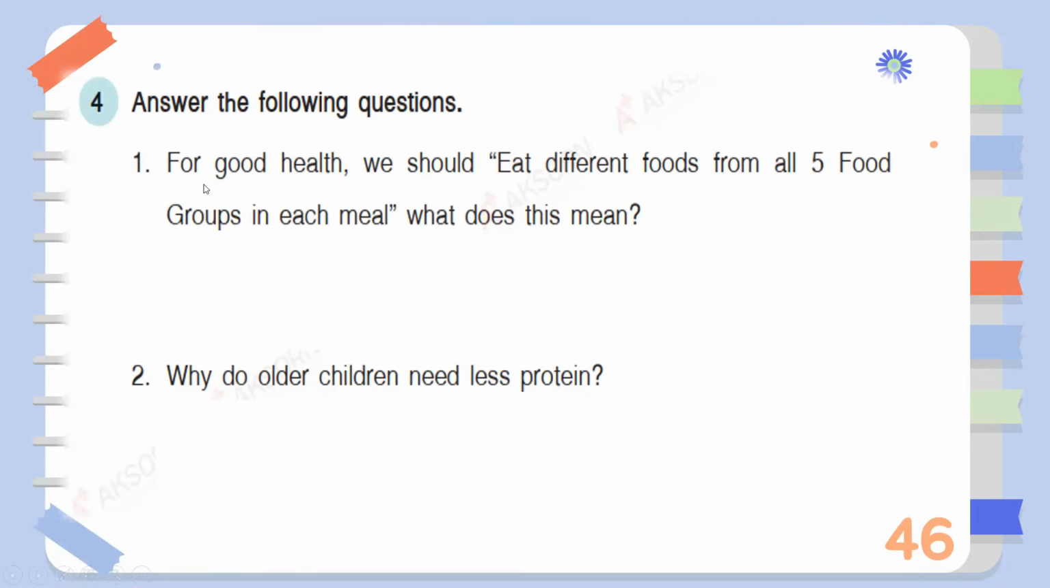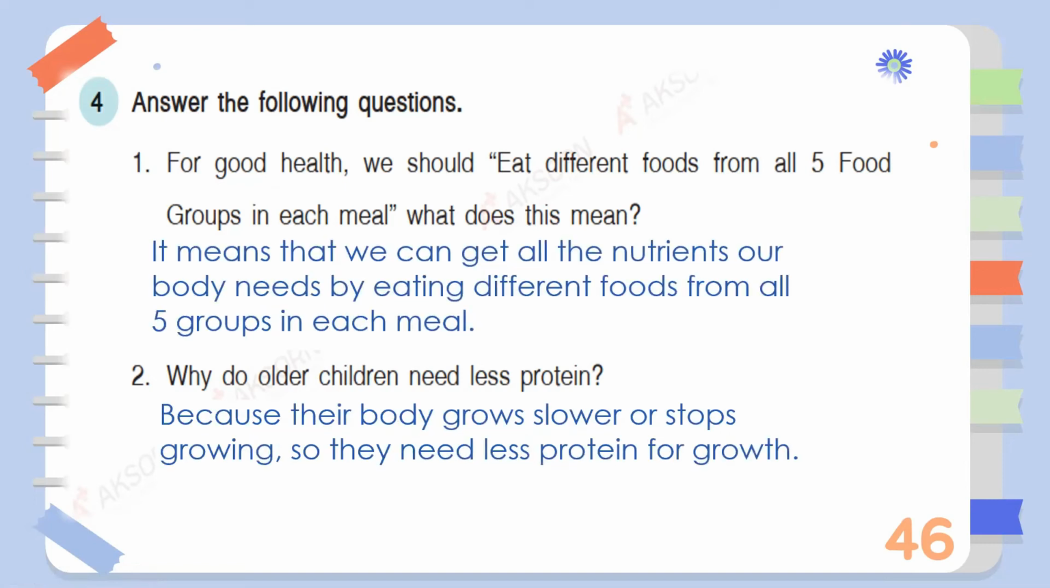Let's start with number 1. For good health, we should eat different foods from all 5 food groups in each meal. What does this mean? And for number 2, why do older children need less protein? Okay, so remember that when a person gets old, the body grows slower or stops growing. So you answer this one, and then if you're finished, try to compare your answer with my answers. Again, you can pause this one to finish writing.